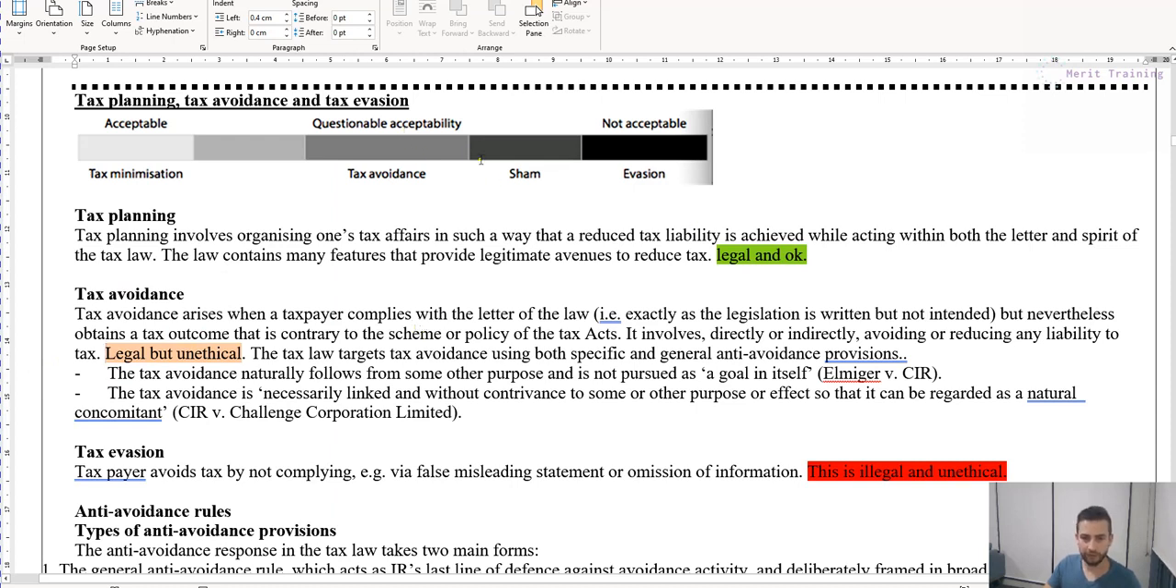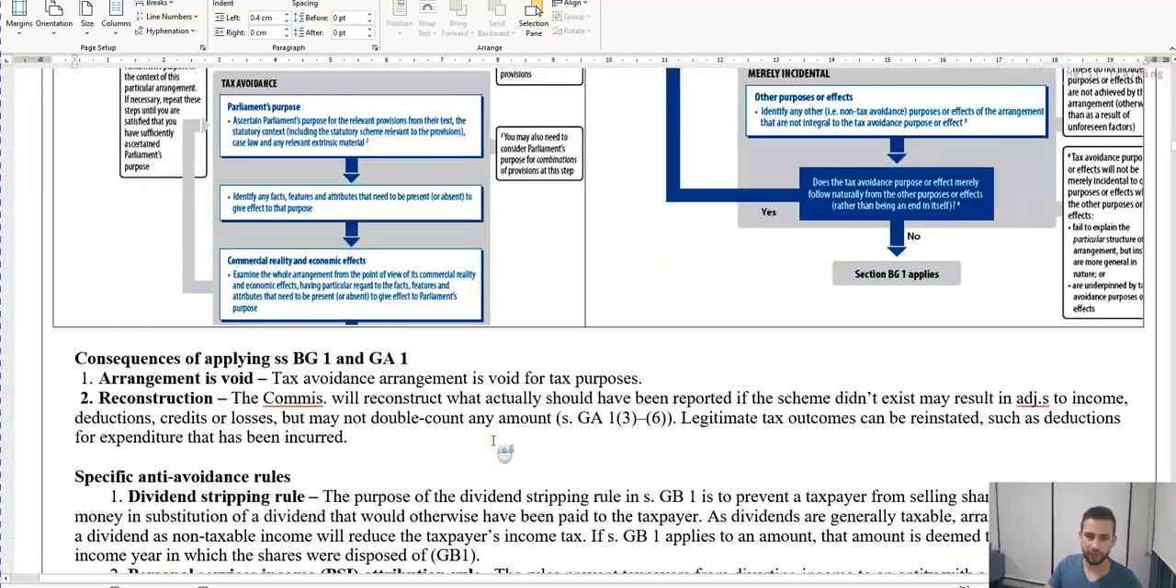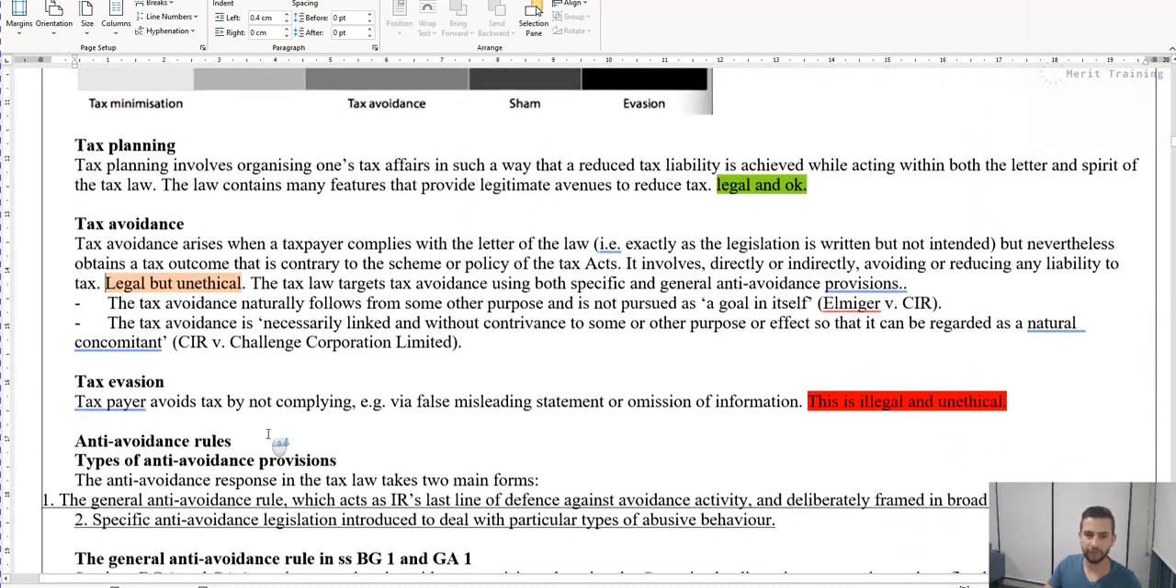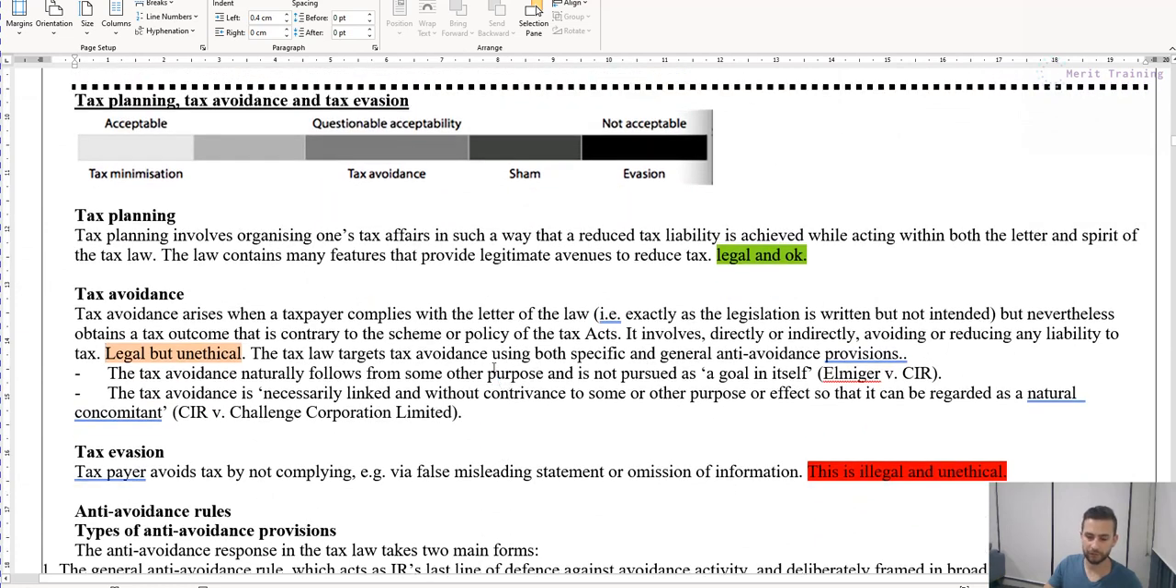Now, the further you head down this, you get to evasion, and this is just plain illegal, and it's also unethical, and you can have some very serious penalties from doing this, which we'll talk about a little bit later in this chapter. So this is basically a false, misleading statement or omission of information. Maybe you earn 200K a year and you tell the government you earned 50K, knowing that you earned 200K. That would be a false, misleading statement. That would be tax evasion. The other way to do it is omission of information. It's basically where you don't say the wrong thing, but you just don't tell them about something.